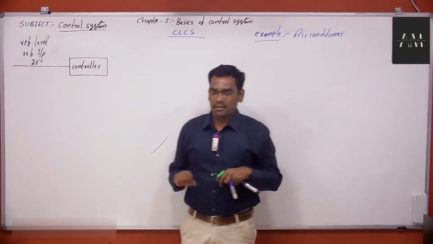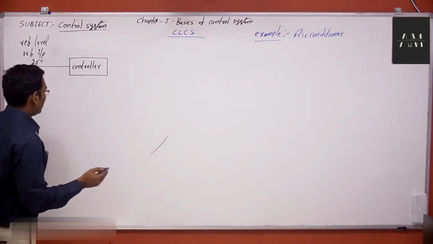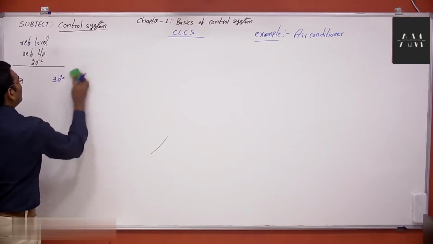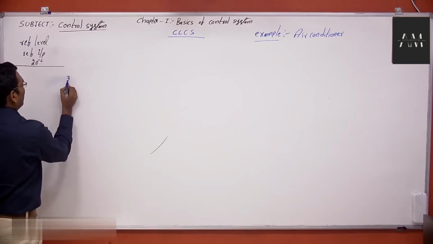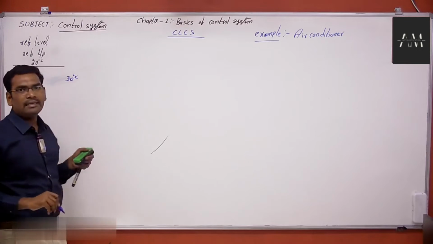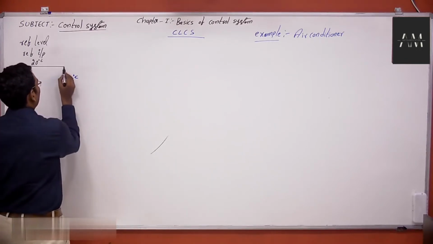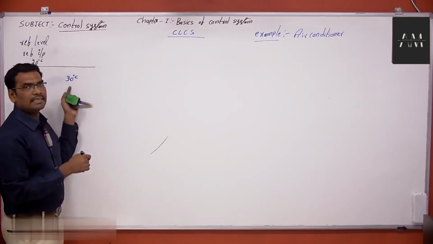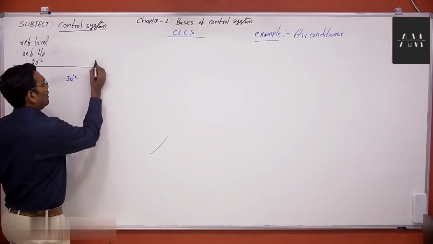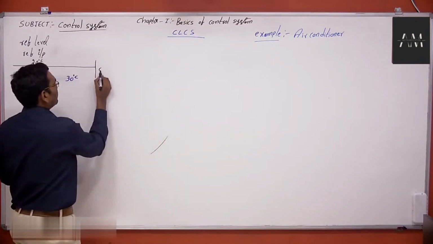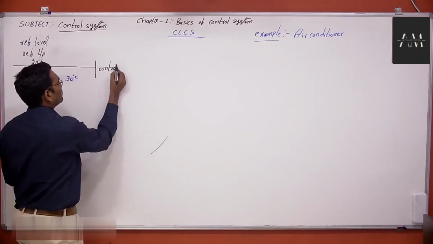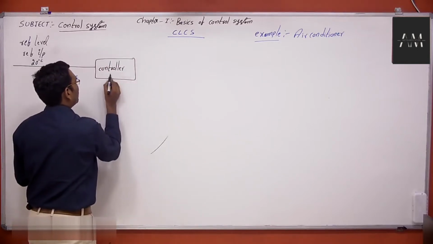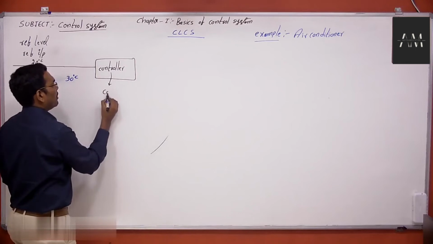First it will sense. Let us say, for example, the actual temperature of this particular room is 30 degrees centigrade. Here, the sensor is sensing that the temperature is 30 degrees centigrade. But this is a control system. Therefore, there is a controller. This controller will apply some controlling actions.